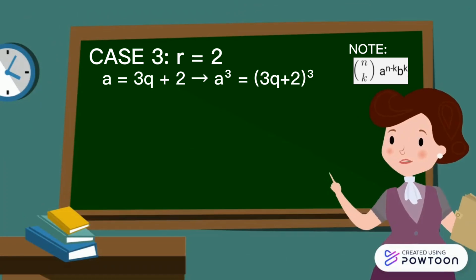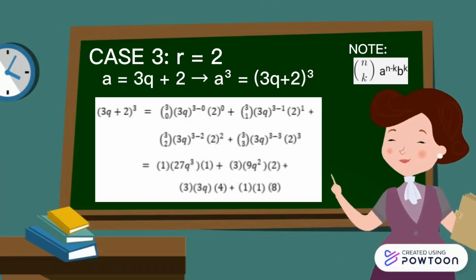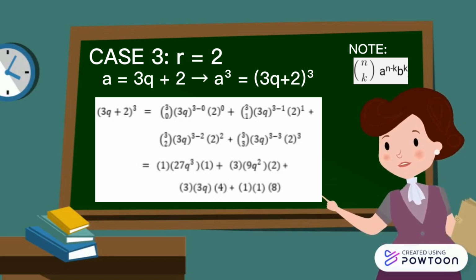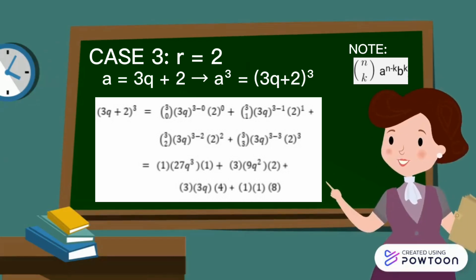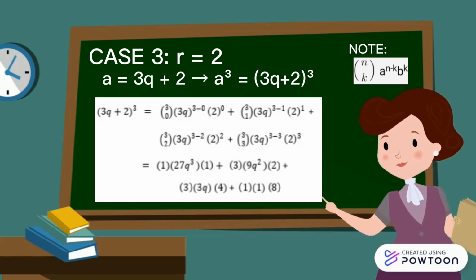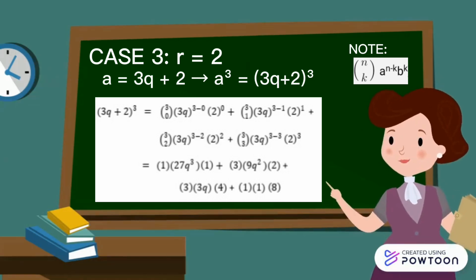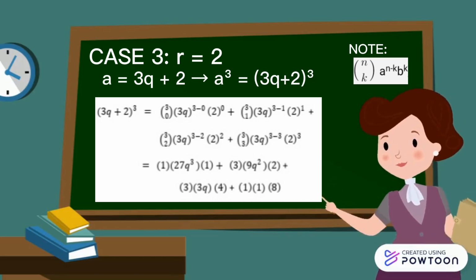Applying the formula, we can get a cubed is equal to 3 taken 0 times the quantity of 3q raised to 3 minus 0 times the quantity of 2 raised to 0, plus 3 taken 1 times the quantity of 3q raised to 3 minus 1 times the quantity of 2 raised to 1, plus 3 taken 2 times the quantity of 3q raised to 3 minus 2 times the quantity of 2 raised to 2, plus 3 taken 3 times the quantity of 3q raised to 3 minus 3 times 2 raised to 3.